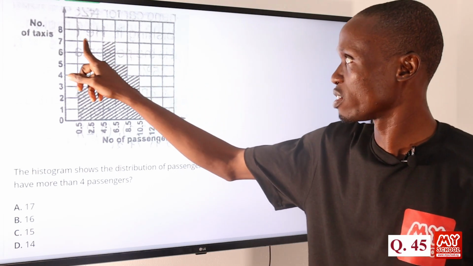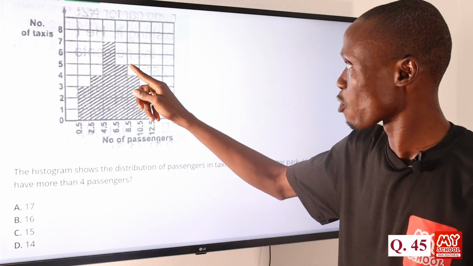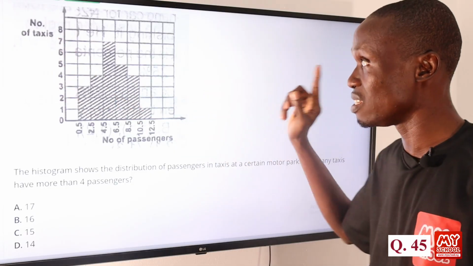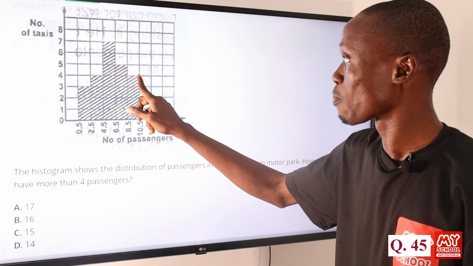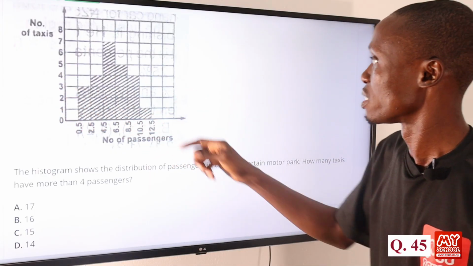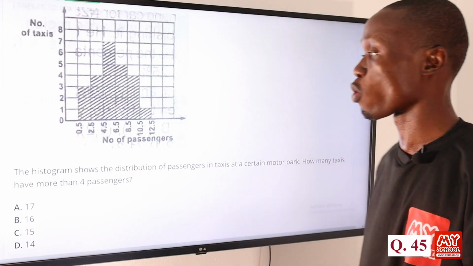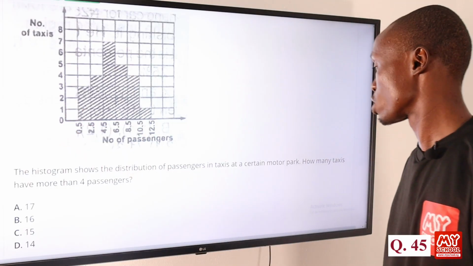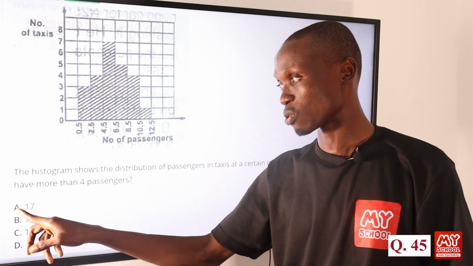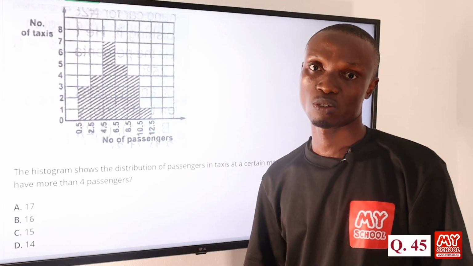Okay, so from here we trace, and that will be 7. Then from here that will be 5, and 7 plus 5 is already 12. Then plus 4, that will be equal to 16. Then another 1, and that will be equal to 17. So the number of taxis that have more than 4 passengers is equal to 17, and that makes option A the correct answer to this question.